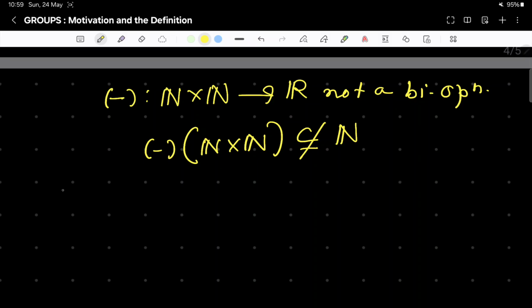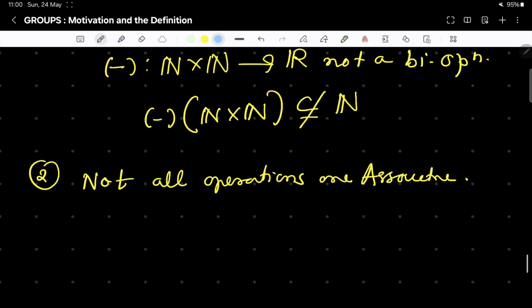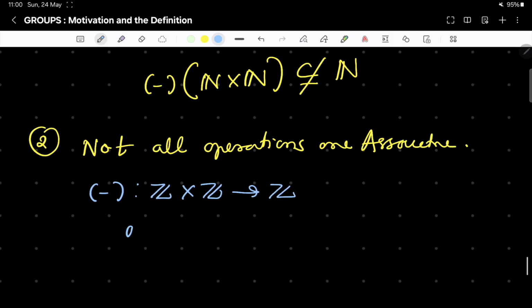Now, second, you need to observe that not all operations are associative. Okay, so you define the subtraction function from integers to integers. You can replace this with Z, because if you take two integers, then a minus b is also an integer. So this is a binary operation.